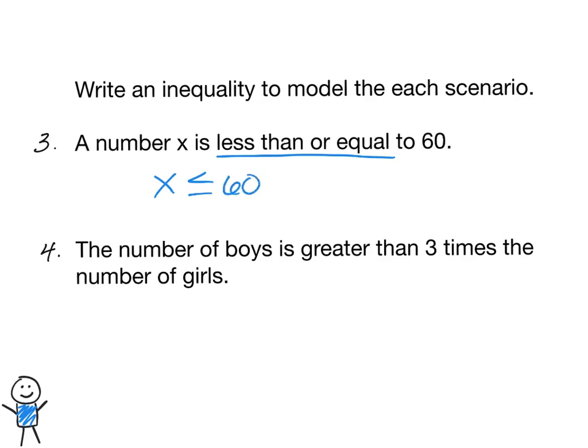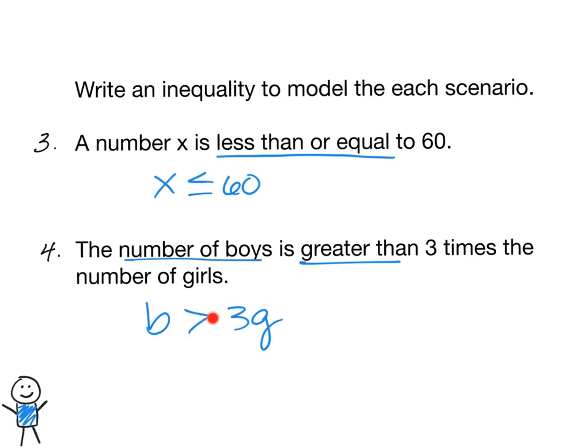Take a look at number 4. It says the number of boys is greater than 3 times the number of girls. So b, the number of boys, is greater than 3 times g, the number of girls. We have just set up an inequality to represent that scenario. And I'll take just a second to explain inequalities.